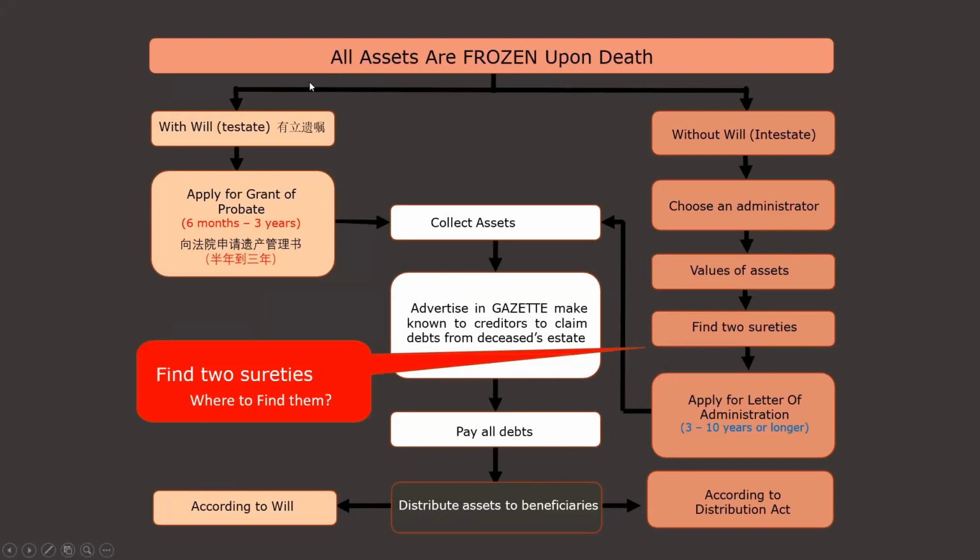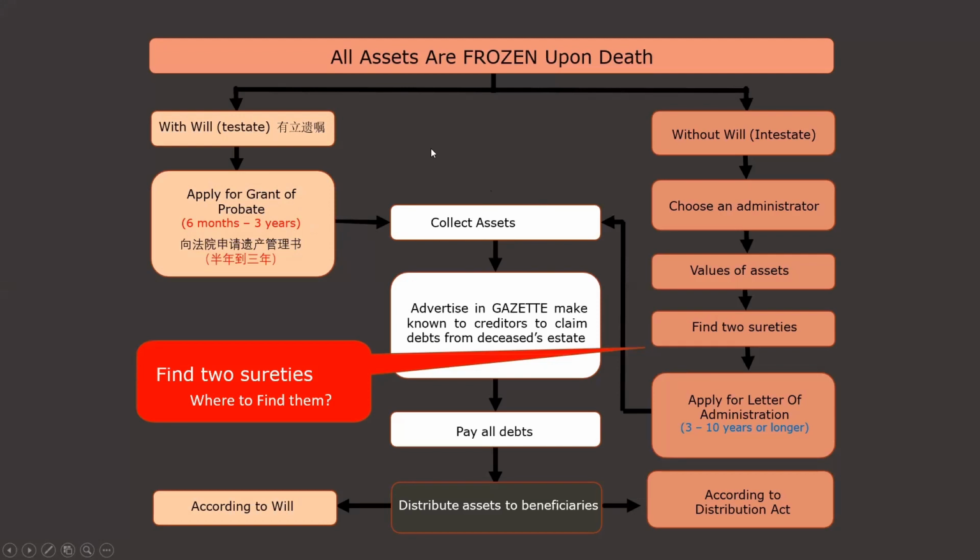With a will, that means you are testate. You apply for the grant of probate, a GP. It takes between 6 months and 3 years. Obviously, you need to know your assets. The most important thing is making sure that you have all the assets listed out before you can get the grant of probate. This is a catch-22, meaning you cannot have one without the other. So it's good to list down all the assets that you have and tell somebody, right?